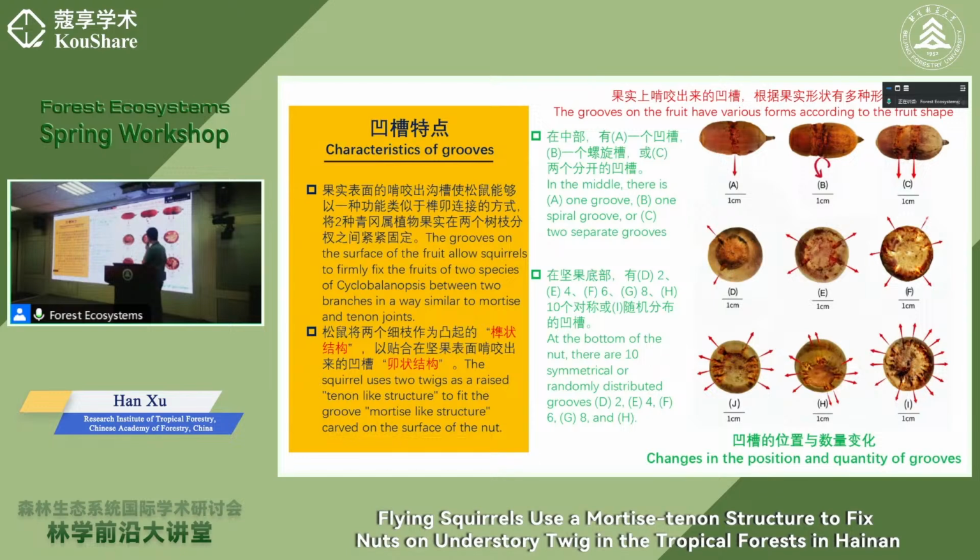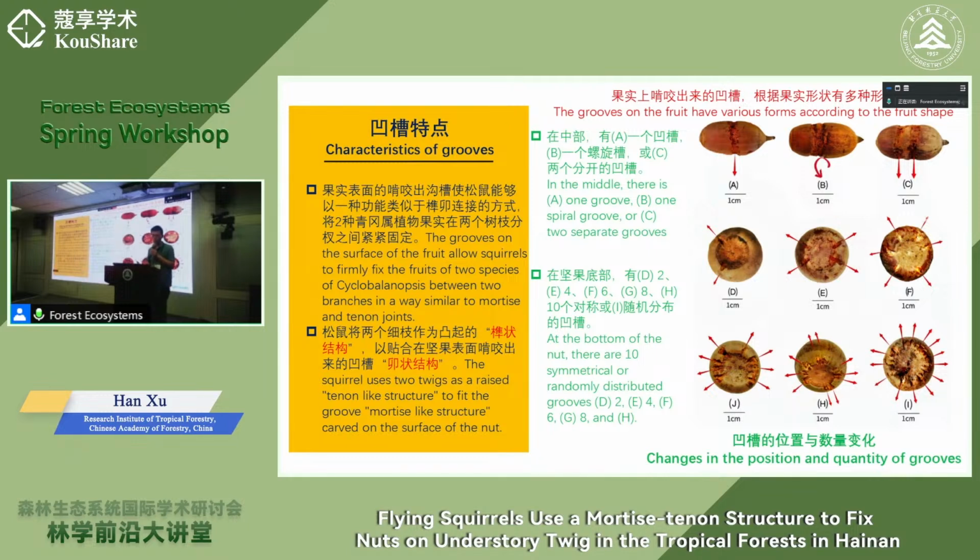We can find that for this oval nut, in the middle, there is one groove. Sometimes there is only one groove, and sometimes there may be two or a spiral groove, and sometimes there are two separate grooves for this kind of nut. But for the other kinds of nuts, they may cover at the bottom, not in the middle. At the bottom of the nuts, the grooves are symmetric or randomly distributed.